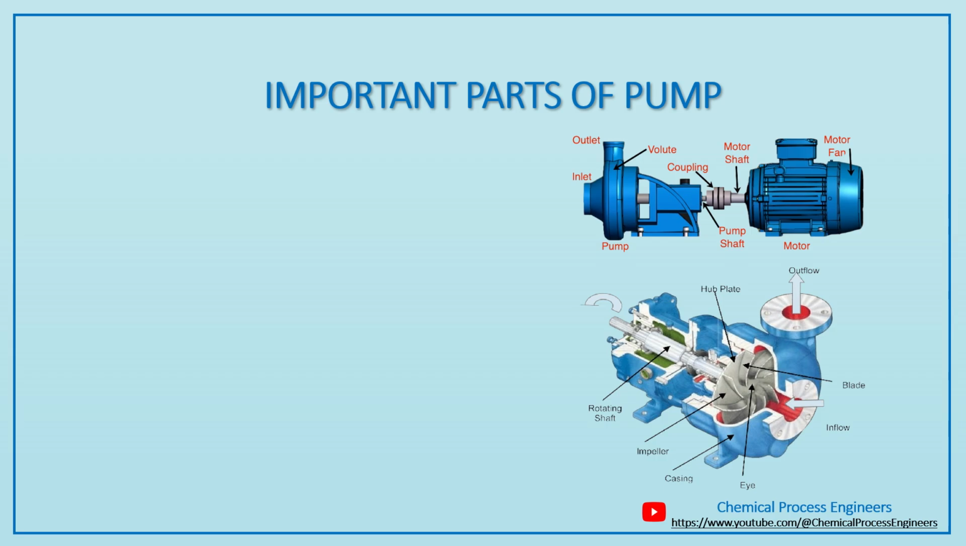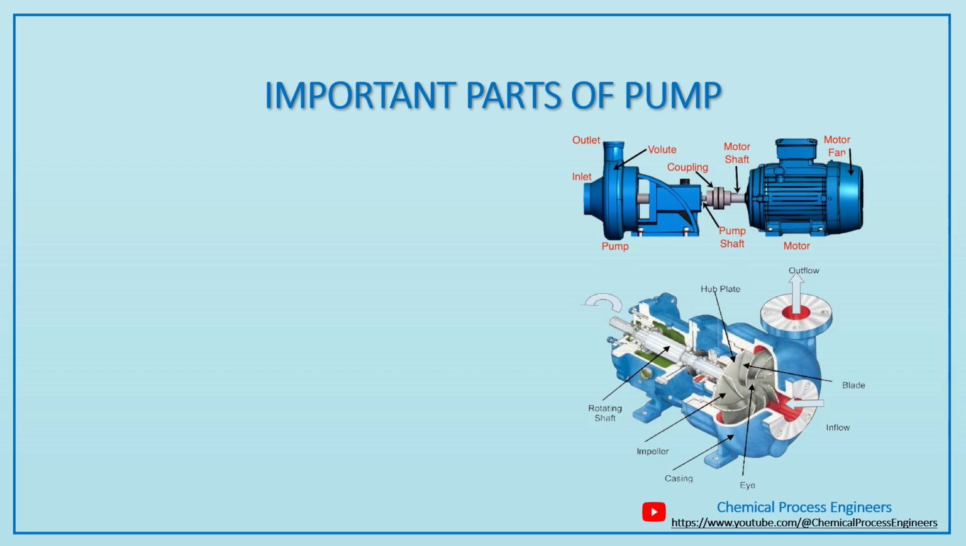These components are supported by bearings to maintain the alignment and reduce the friction, and sealed with a mechanical seal or packing to prevent fluid leakage from the shaft. The entire rotating assembly is driven by a motor or other driver which supplies the mechanical power to the shaft. Here a typical example of a centrifugal pump is given. Based on the type of pump, these parts can change.